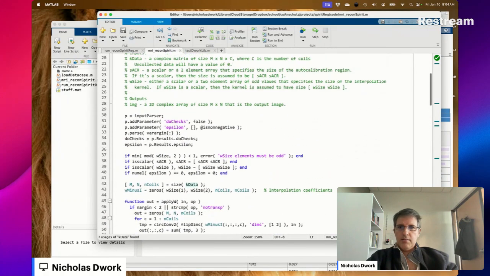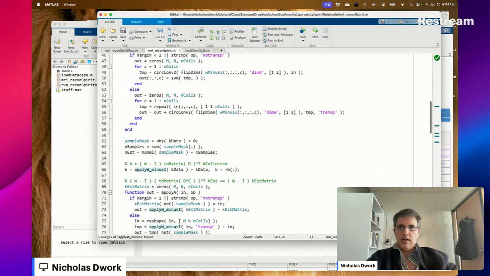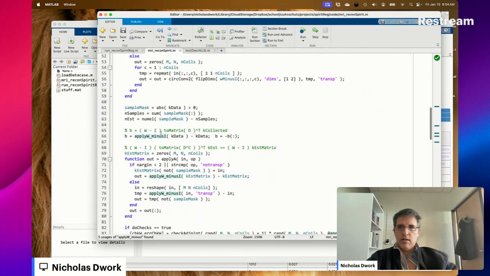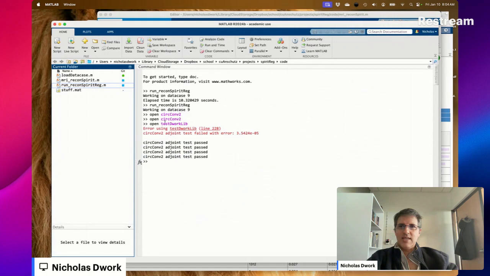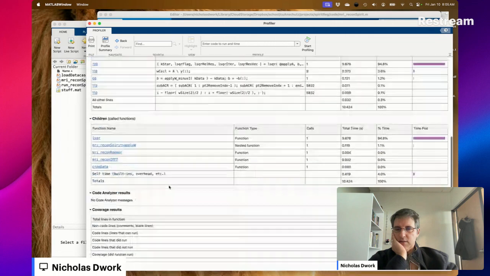And so apply W becomes apply W minus I. And so we no longer need this subtraction. So that's what I was thinking of. This is 66, MRI Recon Spirit. Where's the profile? Line 66 of MRI Recon Spirit.